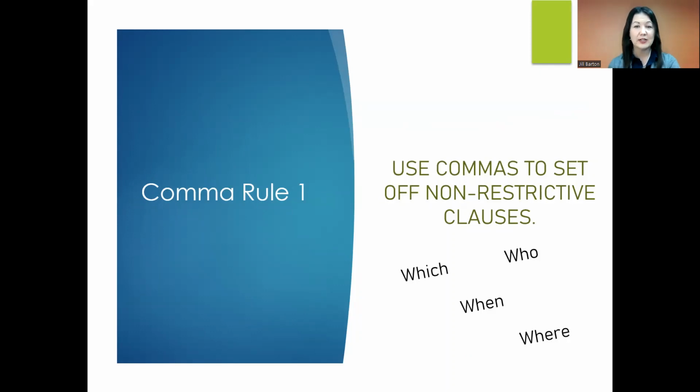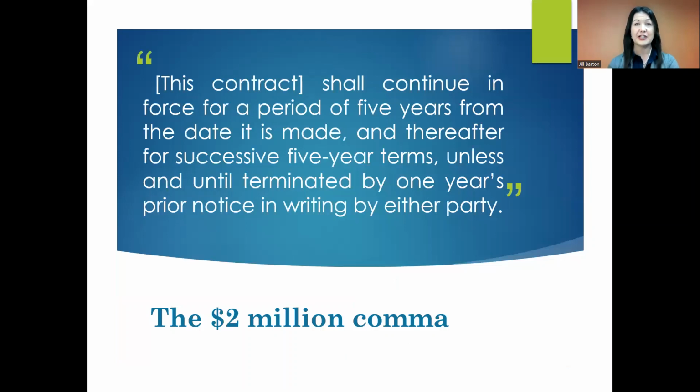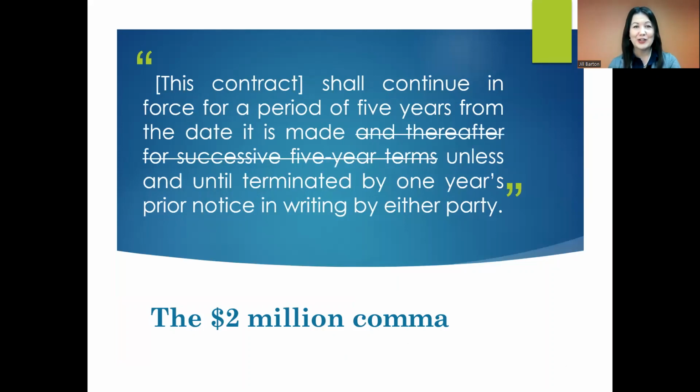These clauses might start with which, who, when, or where, or they might just add additional information to a sentence, as we see in this example, and be offset by commas on either side. So this sentence is proper grammatically. However, it cost the party writing this contract $2 million. And that's because the party writing the contract wanted a firm 5-year commitment. But because of the non-restrictive clause in the middle of this sentence, it did not have a firm 5-year deal. And in fact, it had a deal that could be terminated with just a year's notice.